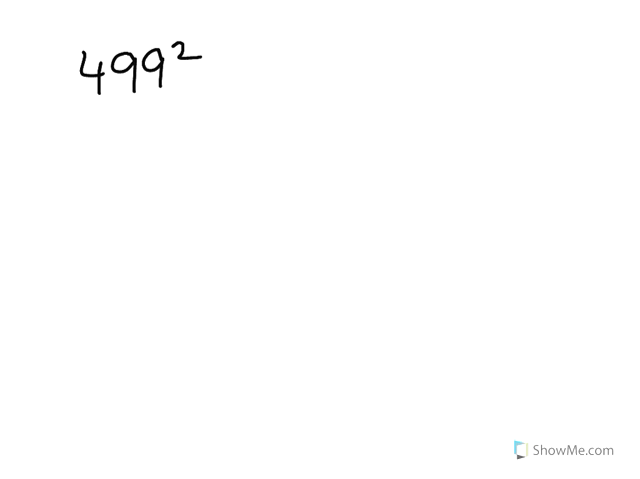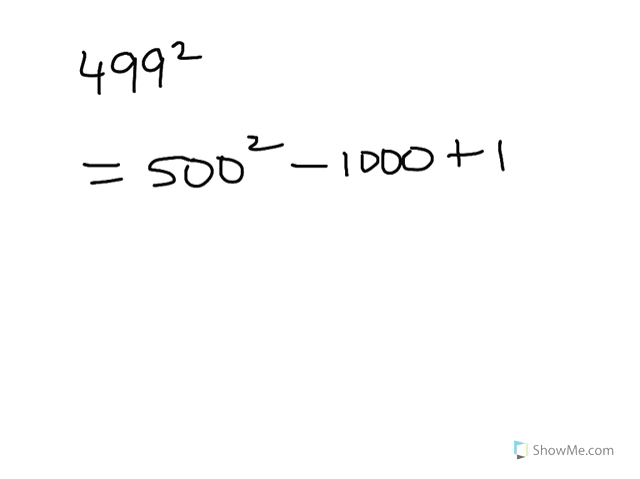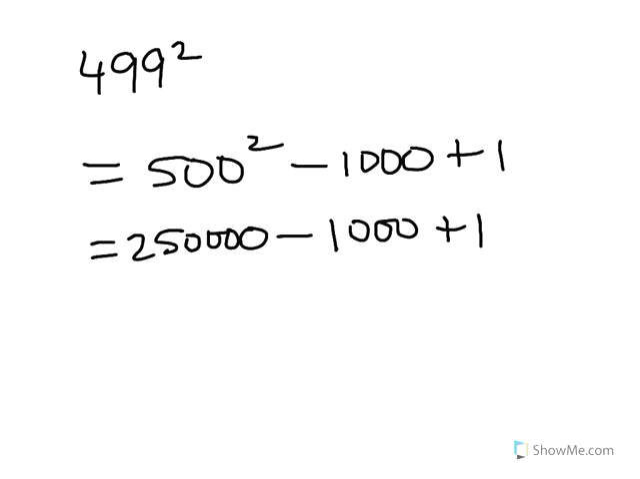499 squared then works very much like the example I just showed. You need to recognize that 499 is 500 minus 1, and then employ the pattern. The pattern said that the first part is going to be 500 squared. The second part is to subtract twice 500 times 1, which is 1,000, and then to add 1. Well, 500 squared is 250,000. Take away 1,000 and add 1. That'll be 249,001.